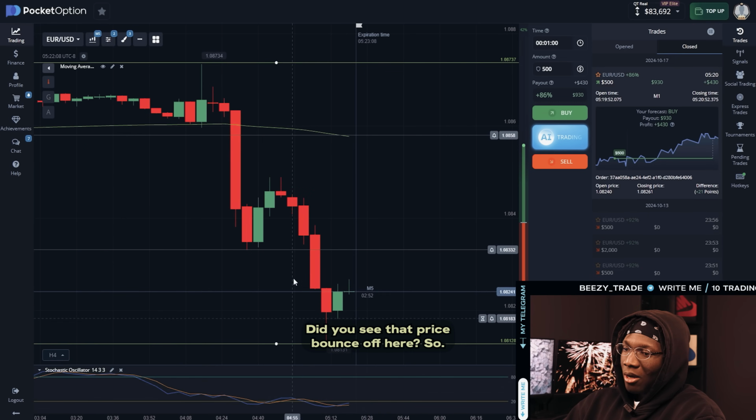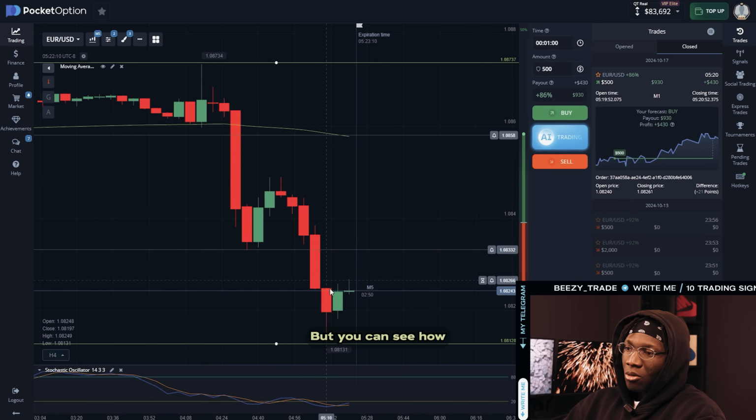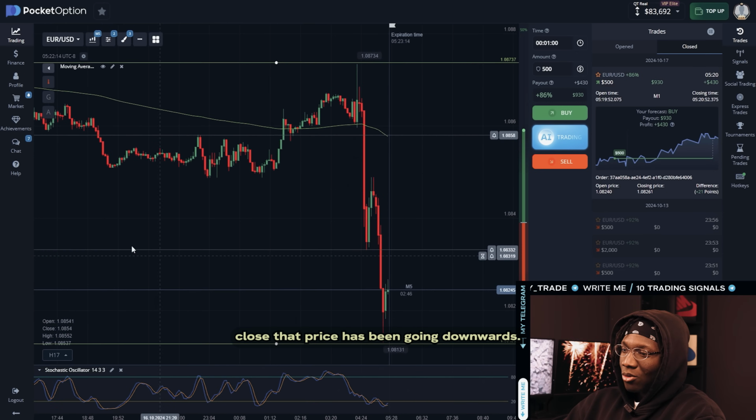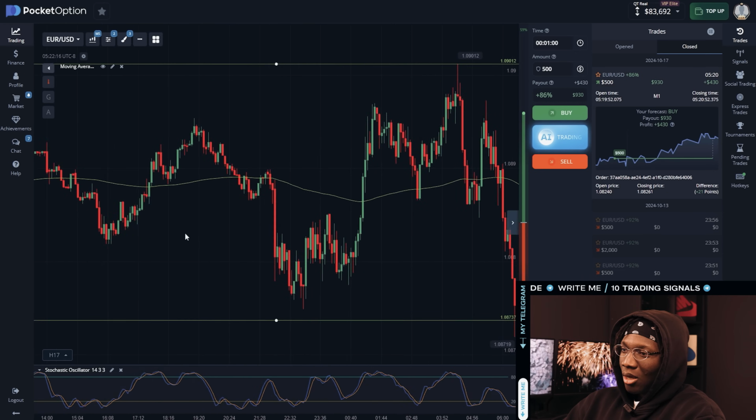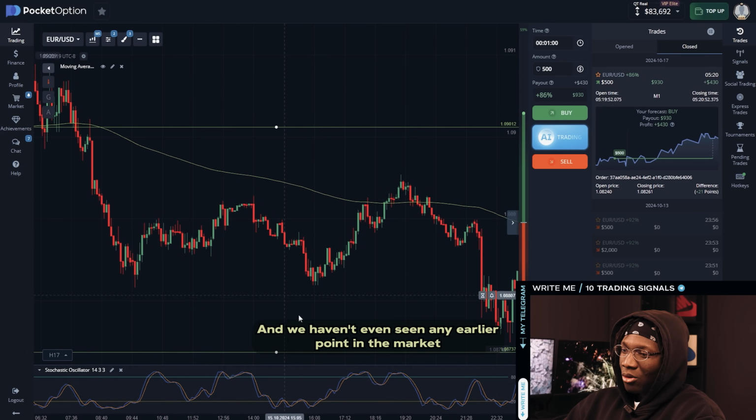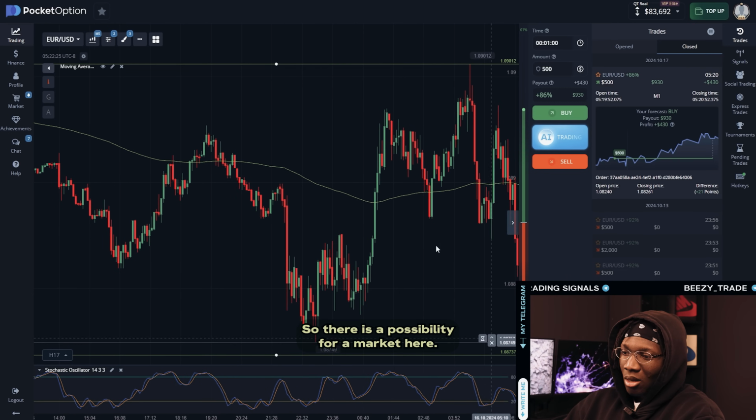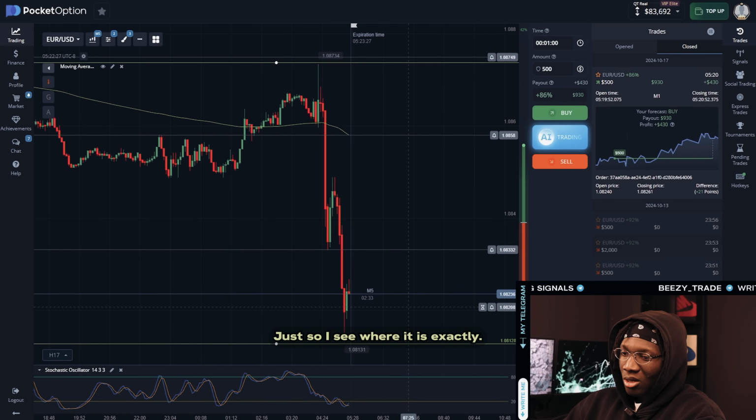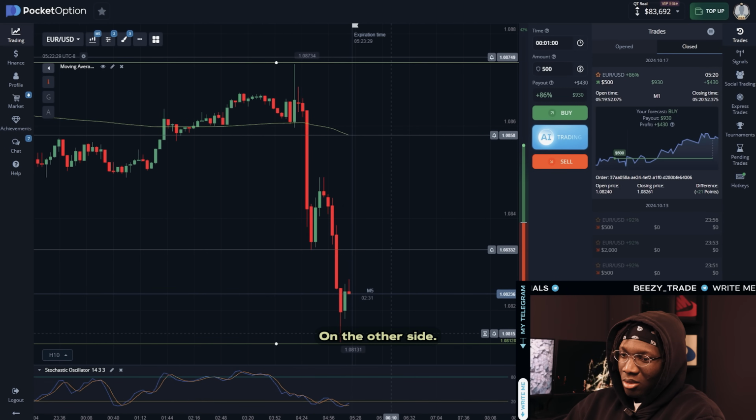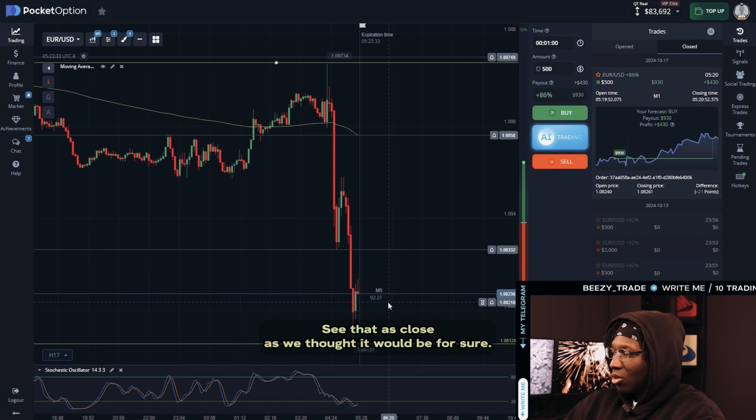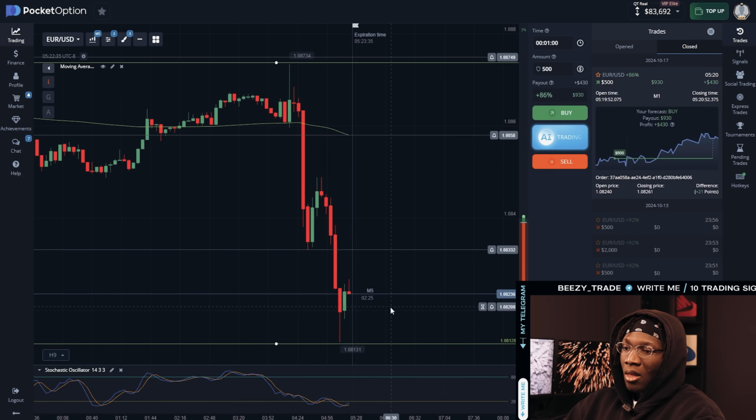Because you've seen that price bounce over here. But you can see how close that price has been going downwards, and we haven't even seen any earlier point in the market where it went as low, close right here. So that is a possibility. I'll put a marker here just so I see where it is exactly on the other side. See, not as close as we thought it would be for sure.